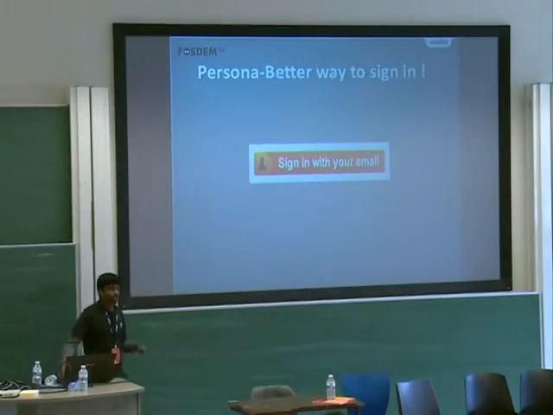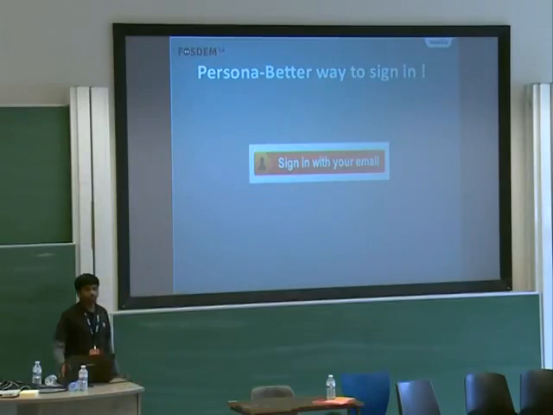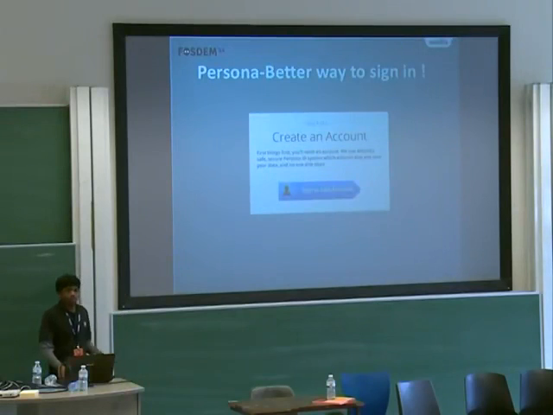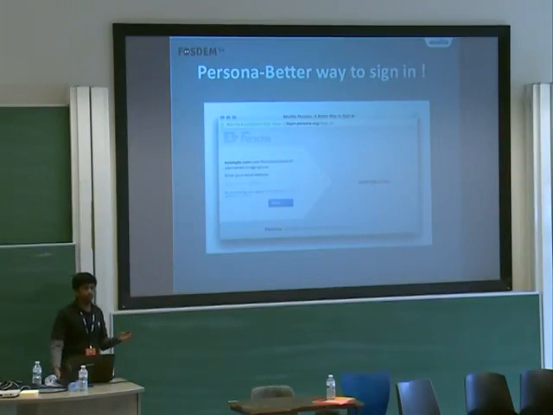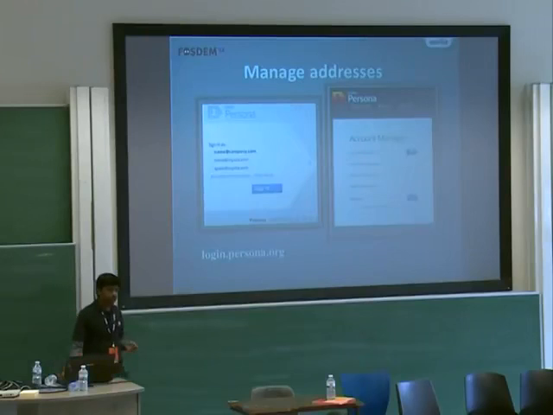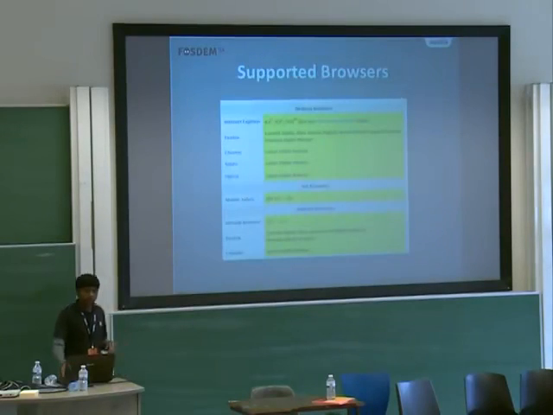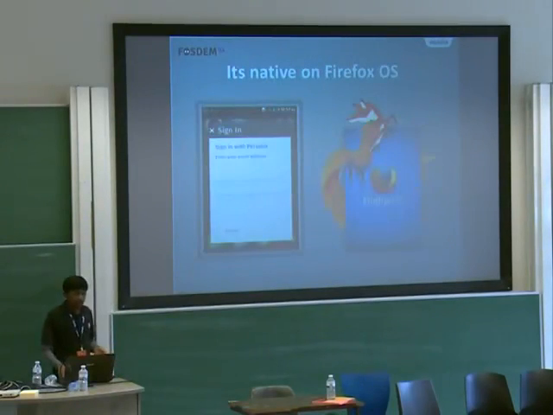The better way to sign in is to use Mozilla Persona, which helps you sign in very easily. Just create an account, and next it asks you to enter your email ID. Persona mainly takes email addresses as unique values and then proceeds with the login. This is a screenshot of how you manage email IDs in the browser. The supported browsers are almost every version of Firefox, and the remaining ones. And as everyone knows, Mozilla has introduced Firefox OS, and in that we natively support this Persona sign-on.